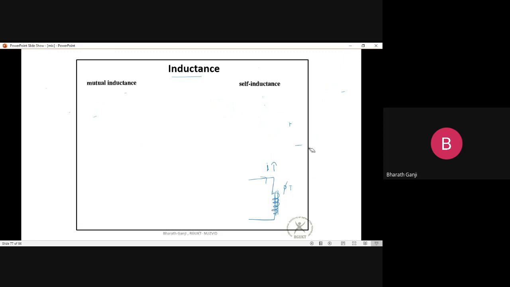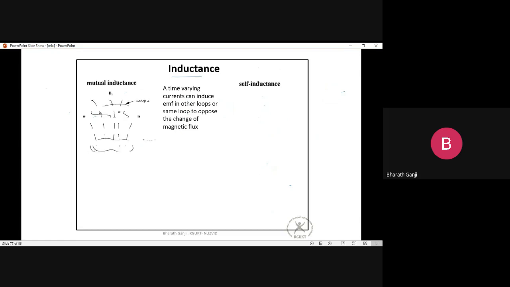So let us dive back in and see what this mutual inductance is. Time-varying currents can induce EMF in another loop or the same loop to oppose the changing magnetic flux. That is how we define the inductance.